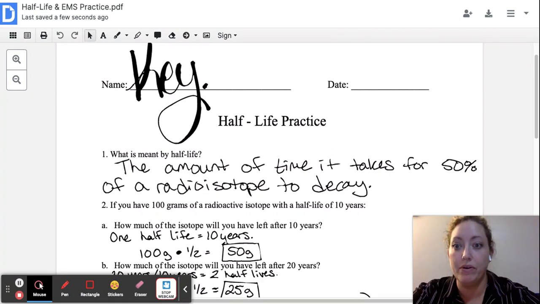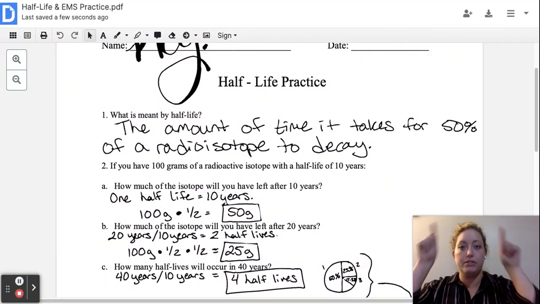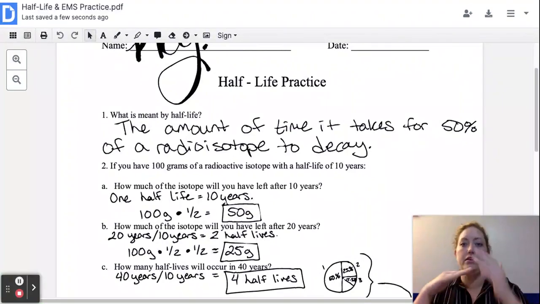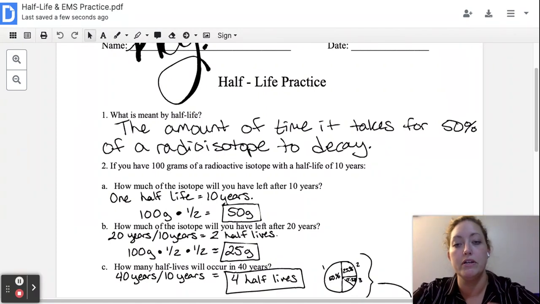So we're gonna go over this key real quick. Let me move this out of the way. So this is the half-life practice from last class. You guys remember you did the circle and you cut it and you cut it again and you cut it again, talking about how much radioactive material would decay and stabilize versus how much would still be left over. So you did have some practice problems to go with that, and that was this.